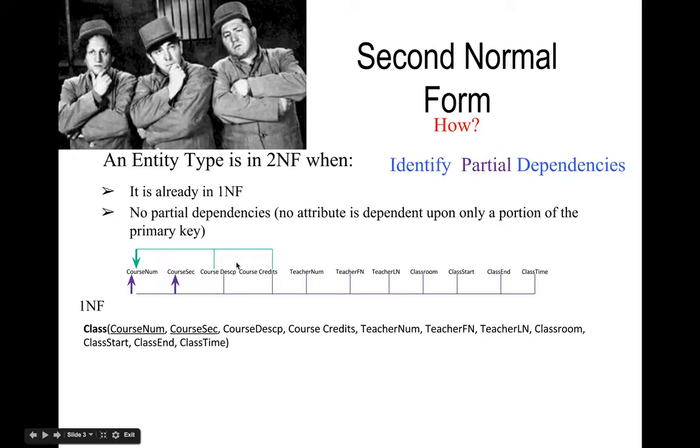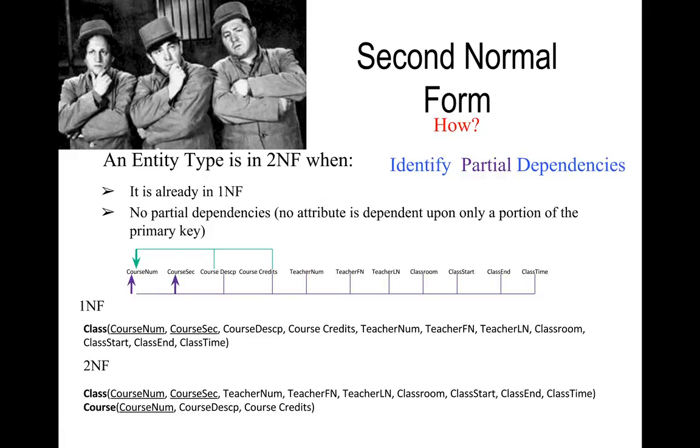So what we've done is we've gone from first normal form, and we want to look for partial dependencies. Are there any other attributes that would be dependent upon course section without course number? No. All the other remaining ones are dependent upon both of them. So in second normal form, a lot of times you're going to find yourself creating another entity. In this case, this one is going to be class, the first normal form. We keep that.